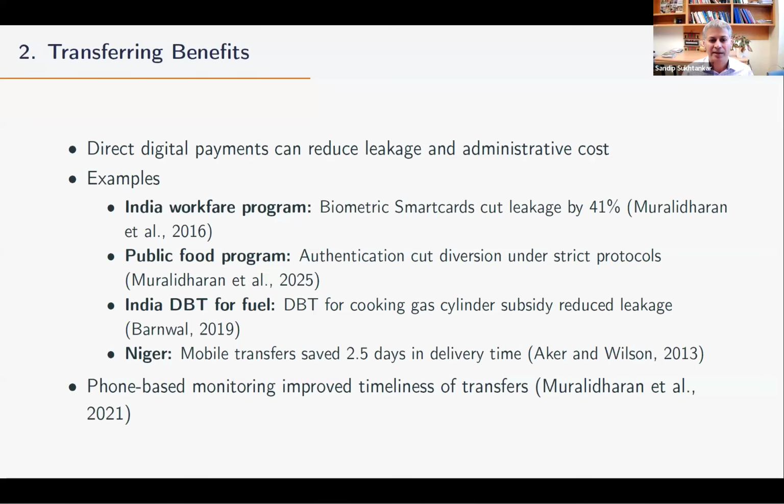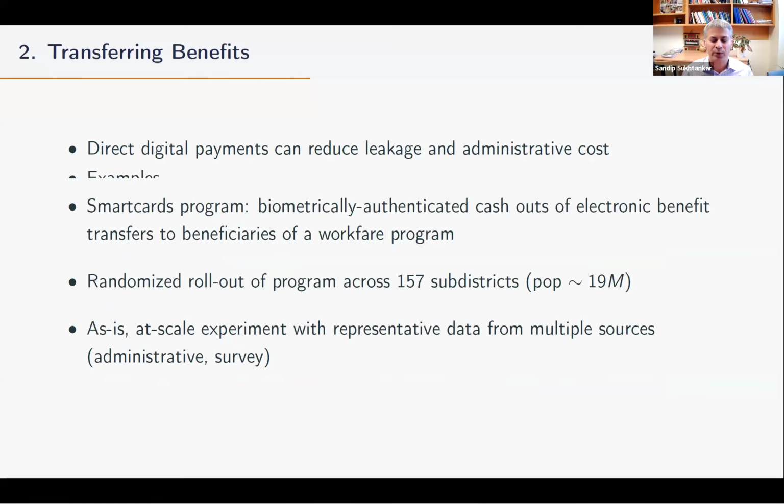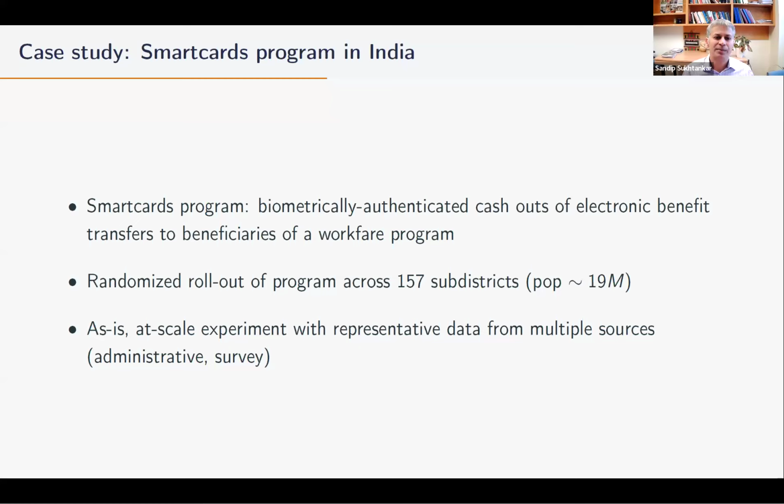Okay, but let's look at this specific program. This was the Smart Cards program in India. So what it was is basically biometrically authenticated cash outs of electronic benefit transfers for a workfare program. This is a cash for work type of program. That's one of the biggest welfare programs in India.